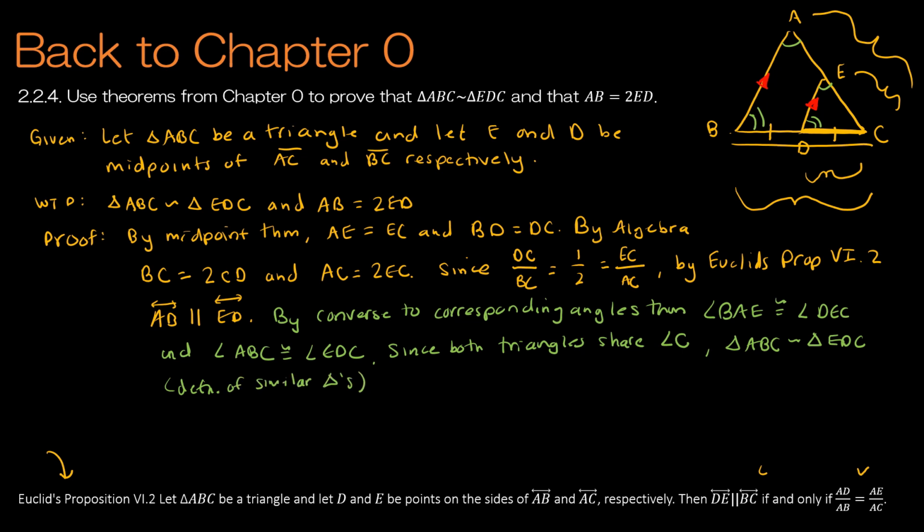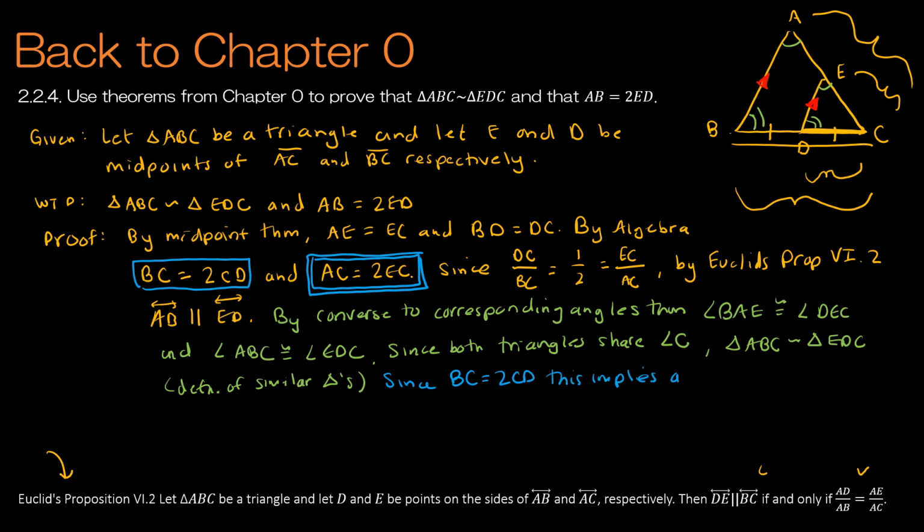Now, have I done everything that I need to do? No, I needed to show first that the two triangles were similar and that AB is equal to 2ED. So how can I prove this? Well, I've already shown that AC is equal to 2EC. Since BC is equal to 2CD, this implies a 2-to-1 ratio for all corresponding sides. So essentially the sides of the two triangles are 2-to-1. Therefore I can say that AB is equal to 2ED.